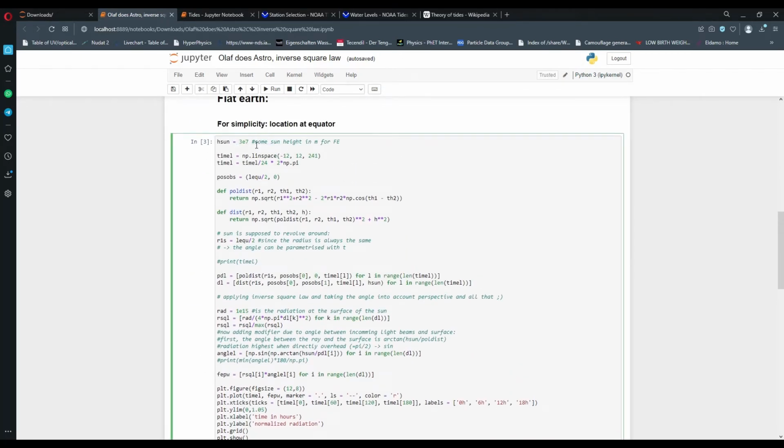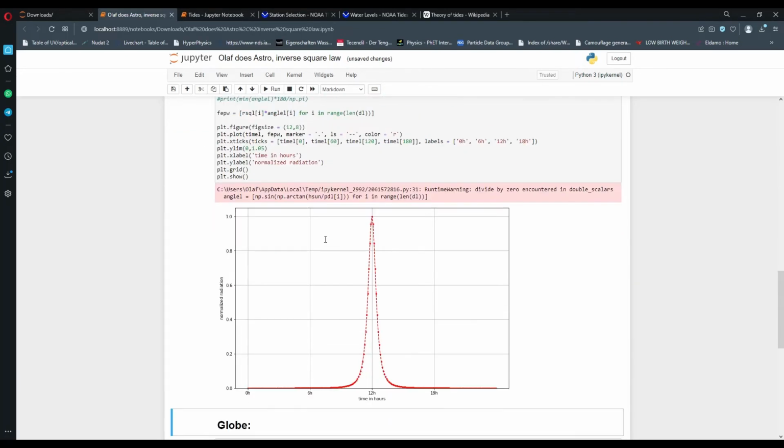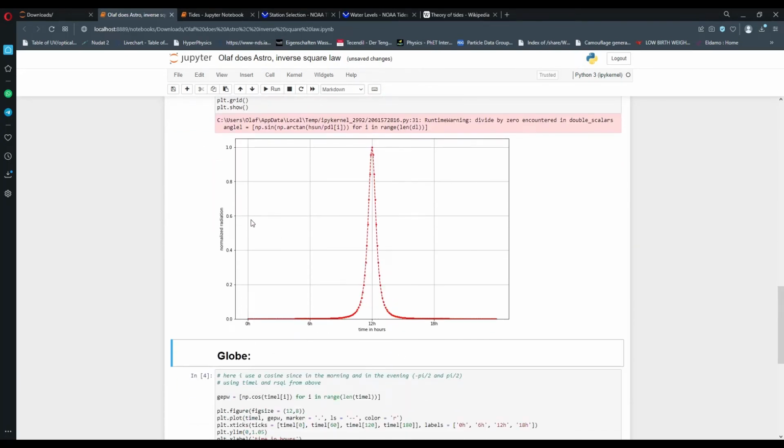Now, flat earthers usually say it's a few thousand kilometers at best, right? So I went with 3,000 kilometers just to have a little look-see. And when you do that, oh boy, this is what the normalized radiation at the equator would look like if the sun would move overhead. So right at noon, you would receive an incredible amount of light, and within like 1 hour, 2 hours, it would get dark. And that's of course not what we see.